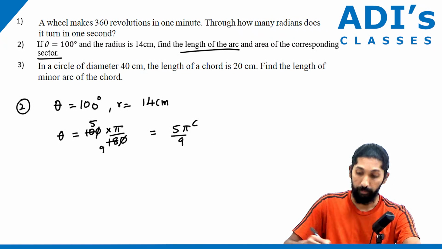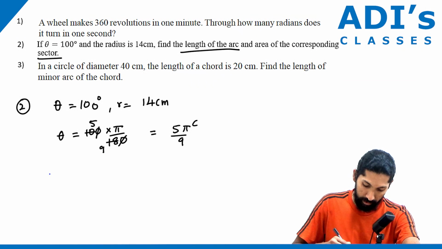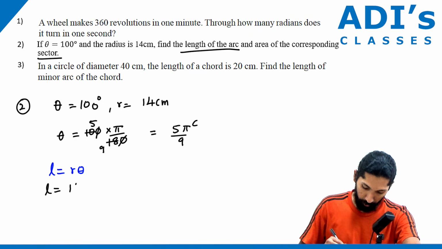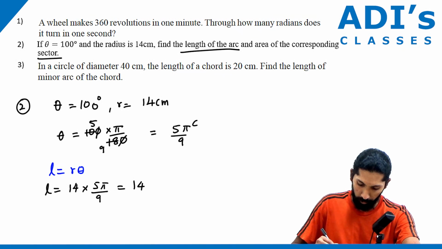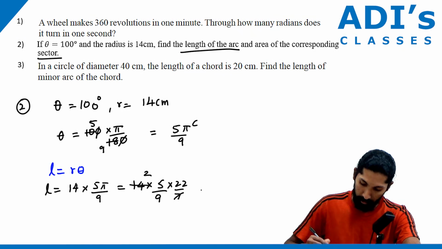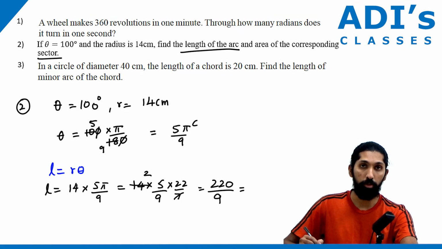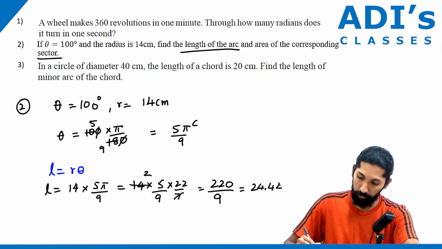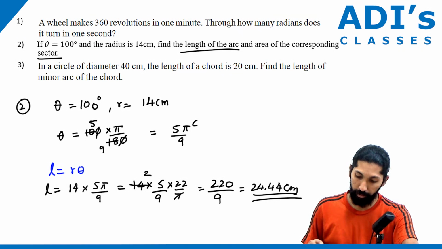Correct? Now we can use the formula L is equal to r theta. So what do you have? L is equal to 14 into 5 pi by 9. Can use 14 into 5, 22 by 7 into 9. Twice, I don't think we can do anything. So this will be 220 by 9. Correct? So 220 by 9 will give you 24.44 centimeter because the radius is in centimeter. See, this is going to be the answer for the first part.